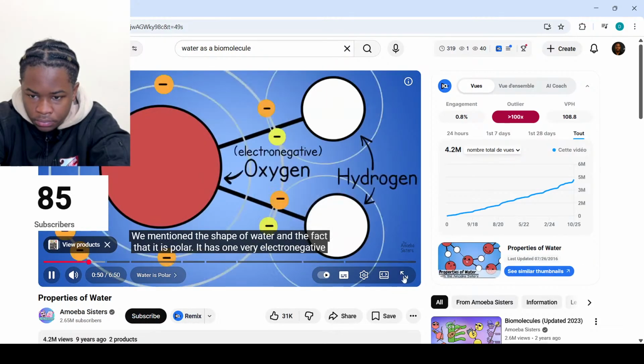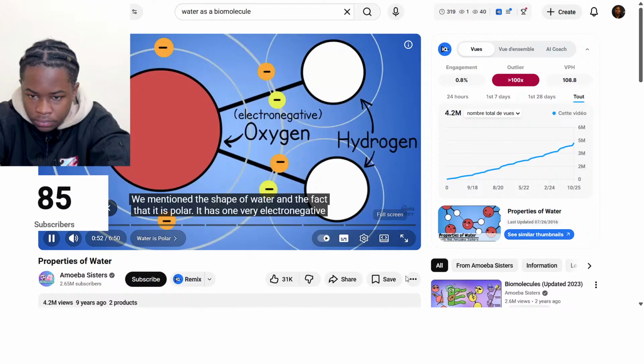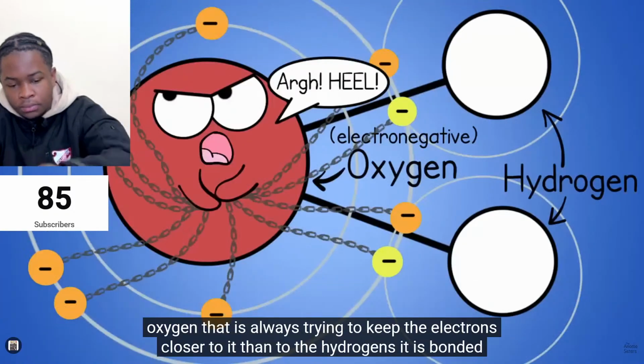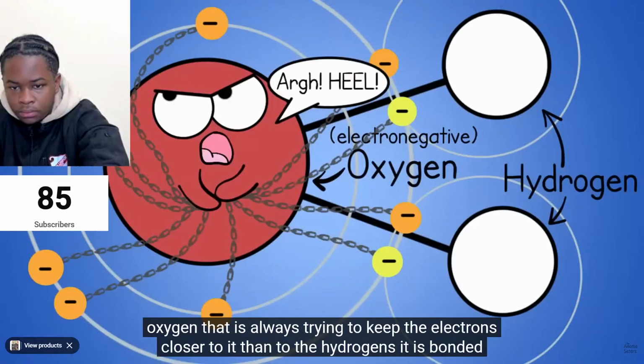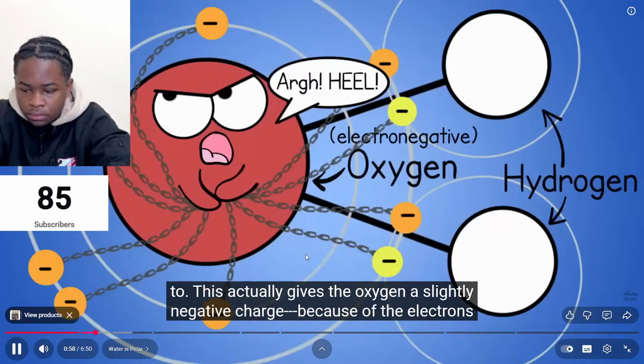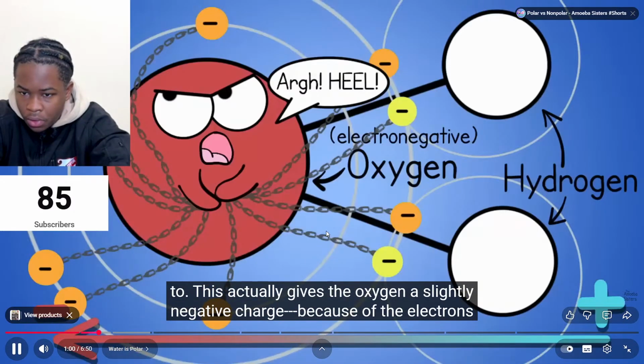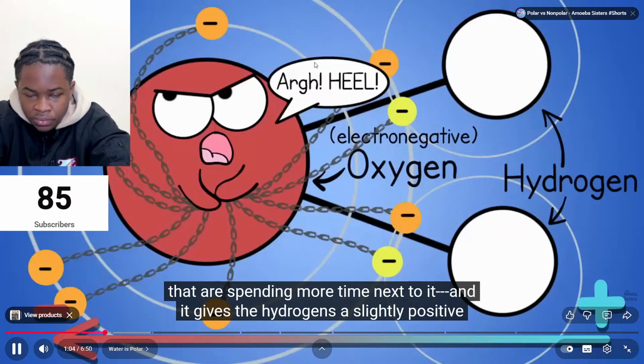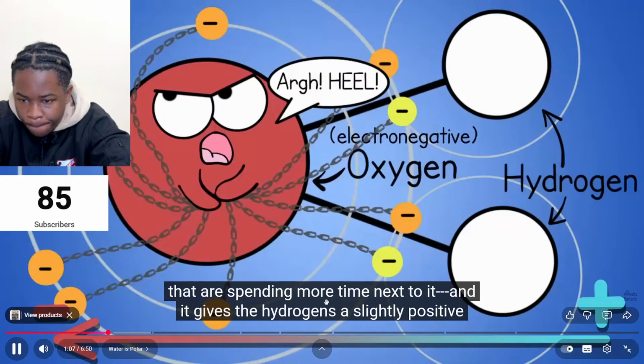Water is polar. It has one very electronegative oxygen that is always trying to keep the electrons closer to it than to the hydrogens it's bonded to. This actually gives oxygen a slightly negative charge, because the electrons are spending more time next to it, and it gives the hydrogens a slightly positive charge.